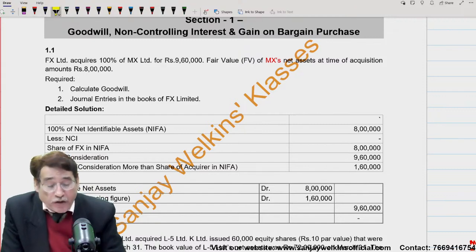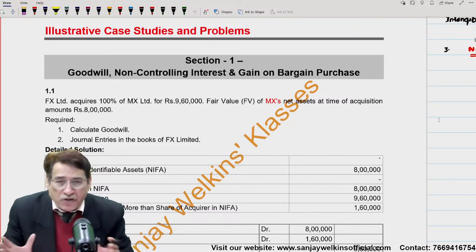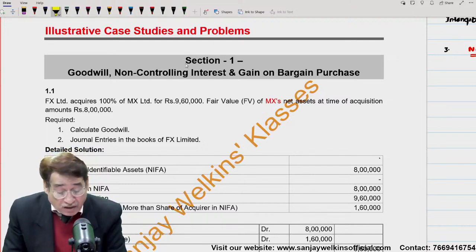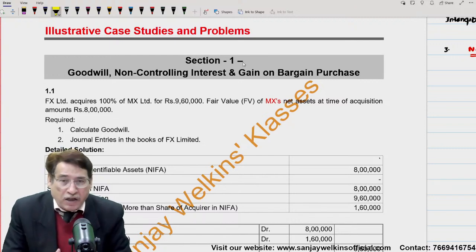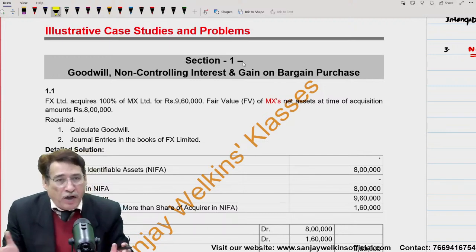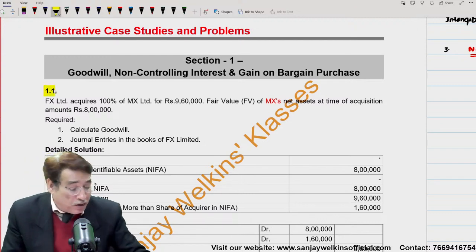Anyway, now we start with the first section. I've already told you we have divided the entire chapter into 23 or 24 sections, and this is the first section. In this section, we have kept questions related to computation of goodwill, non-controlling interest or gain on bargain purchase. Correct? Now we are picking up question number 1 to start the proceedings.